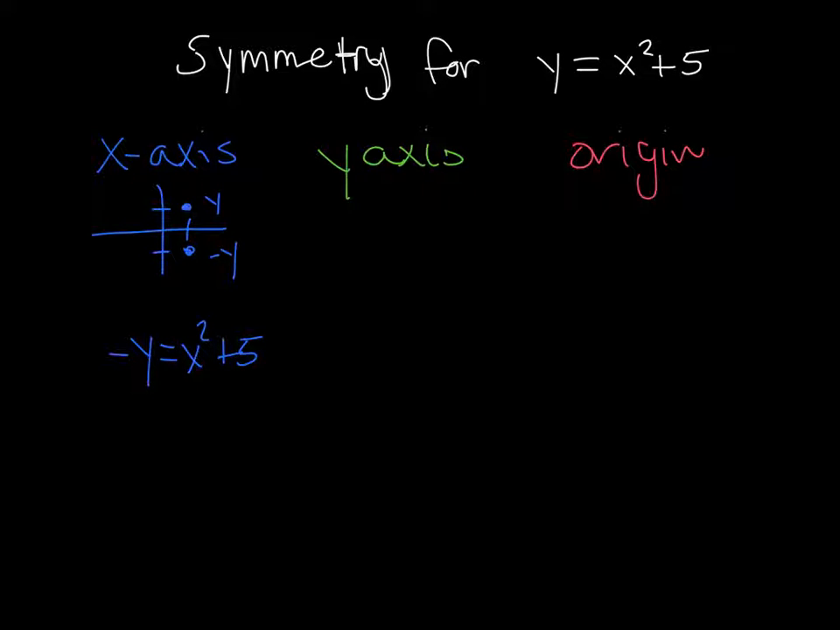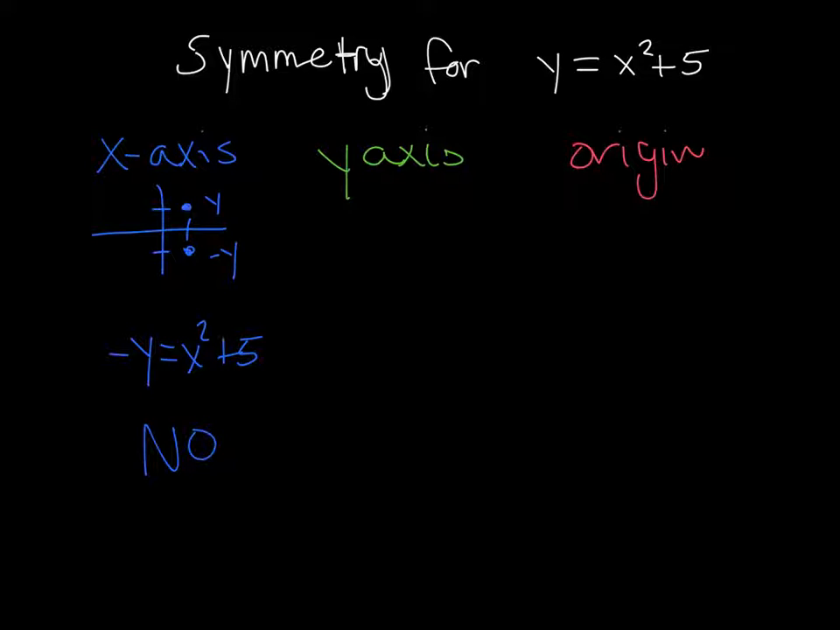Once you've done that, now it's your job to look at it and say, can you simplify it so that it looks exactly like this again? Now, if I look, this side is identical. It's just the y that's negative. And if I multiply by -1, I'd have to multiply these by -1, which would then mean it wouldn't be the same. So at this point, there is no x-axis symmetry.